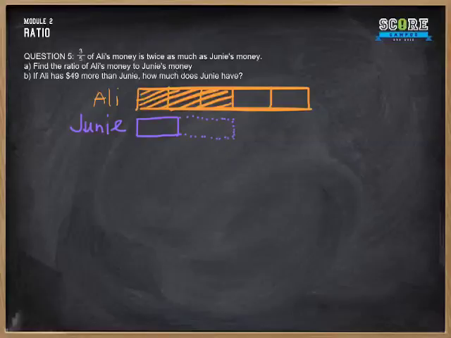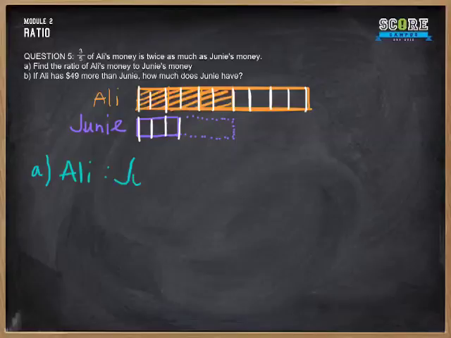Okay, from here you've got to find the ratio. Now think about it. If you want to find the ratio, you've got to simplify the model, right? The best way to simplify the model in this case is to cut each of those boxes into half. So let's do that. So Ali's money becomes 10 little boxes. Now what about Junie's money? 3, right? Because the other one is imaginary. Now, part A, Ali is to Junie, right? Look at the diagram and you get 10 boxes is to 3 boxes. And that is your answer for part A.